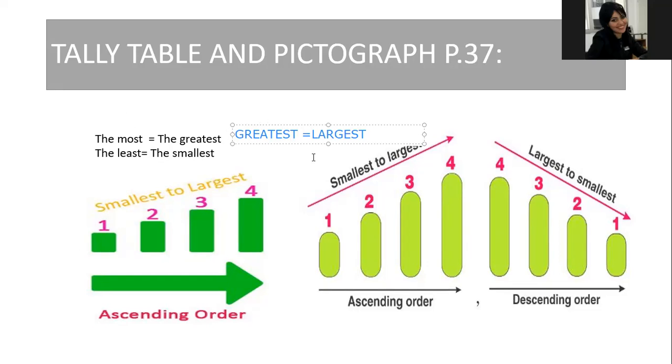From ascending order, what's ascending? From smaller to bigger. And you have the other way, descending, from bigger to smaller. It's 4, 3, 2, 1. Ascending, 1, 2, 3, 4. Okay.